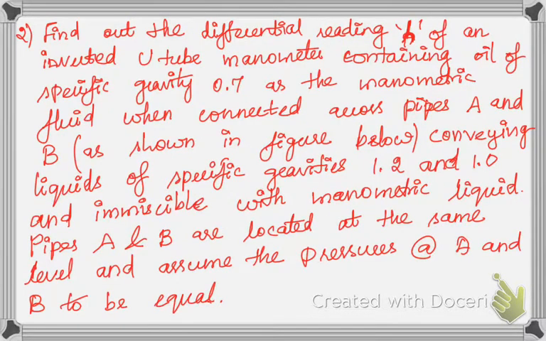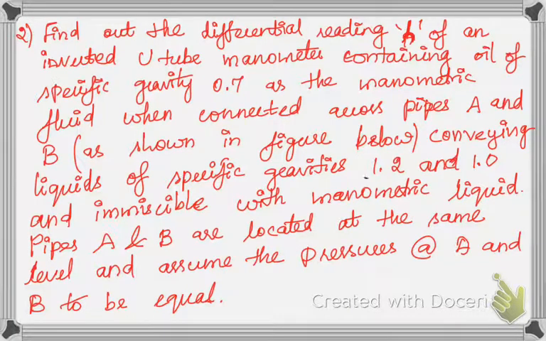The next problem is to find out the differential reading H of an inverted U-tube manometer containing oil of specific gravity 0.7 as the manometric fluid. It is connected across the pipes A and B as shown in the figure. They have given the figure, so from the figure it will be very easy for us to calculate. A and B are conveying liquids of specific gravities 1.2 and 1, which are immiscible with the manometric liquid.